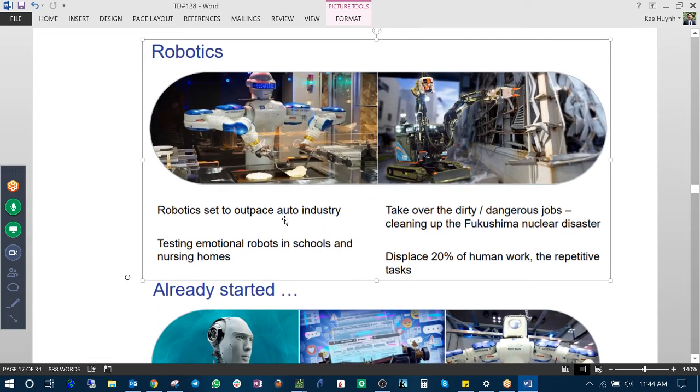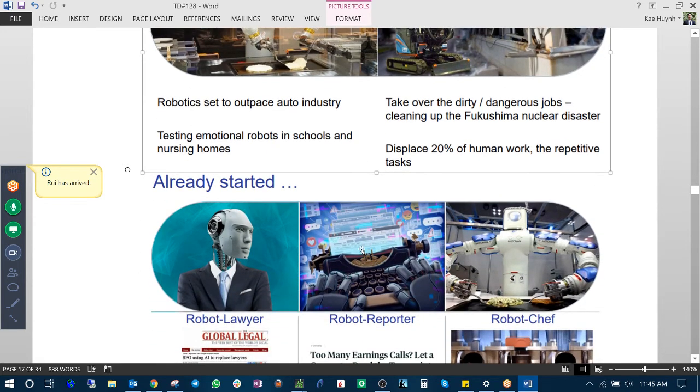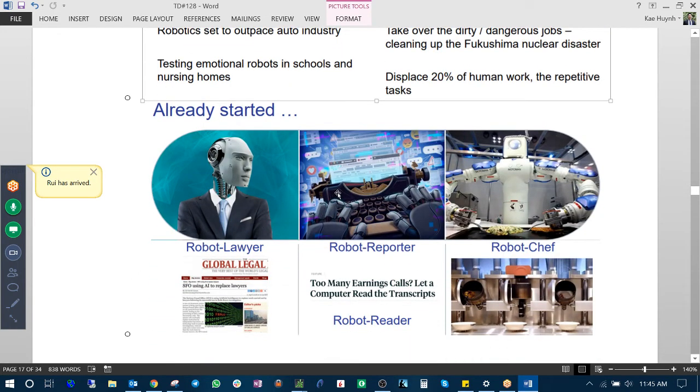Robotics set to outpace the auto industry. Testing emotional robots in schools and nursing homes. Taking over the dirty and dangerous jobs, like cleaning up the Fukushima nuclear disaster. Displacing 20% of human work, the repetitive tasks. I think robots will push humans to answer the big question: what is your purpose in life? Historically it's been more like, this is your job, and people sit there for several long years. But now robots are taking over, releasing time, so this world is going to get more dynamic. We want to pay attention to this.